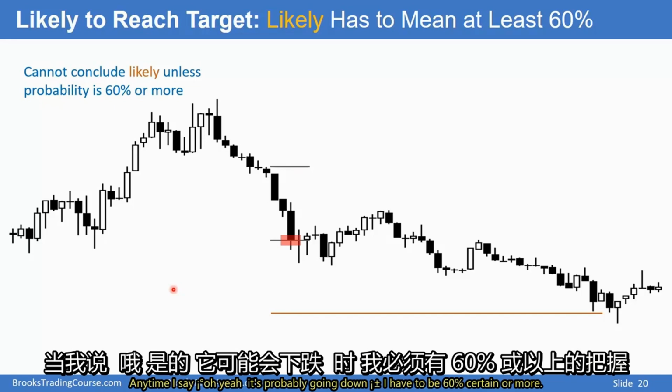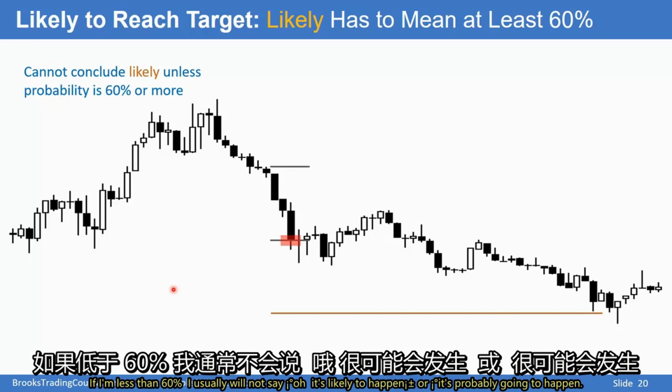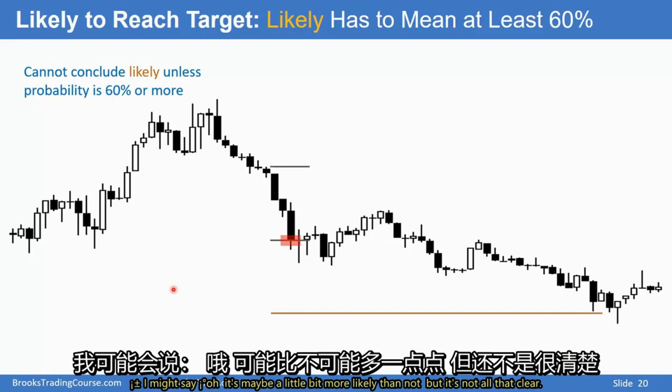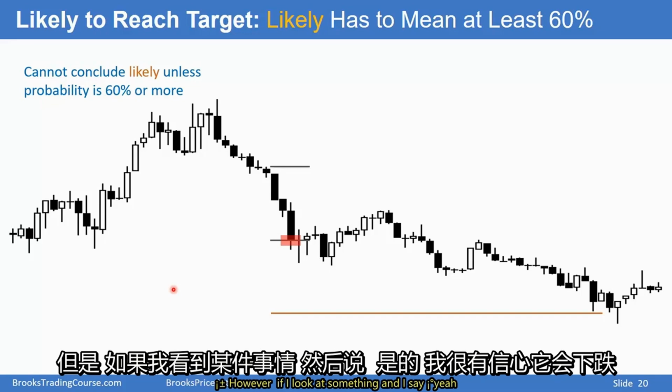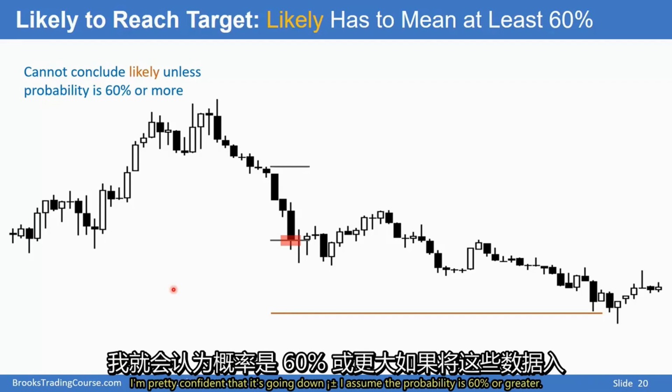Anytime I say, oh yeah, it's probably going down, I have to be 60% certain or more. If I'm less than 60%, I usually will not say, oh, it's likely to happen, or it's probably going to happen. I might say, oh, it's maybe a little bit more likely than not, but it's not all that clear. However, if I look at something and I say, yeah, I'm pretty confident that it's going down, I assume the probability is 60% or greater.